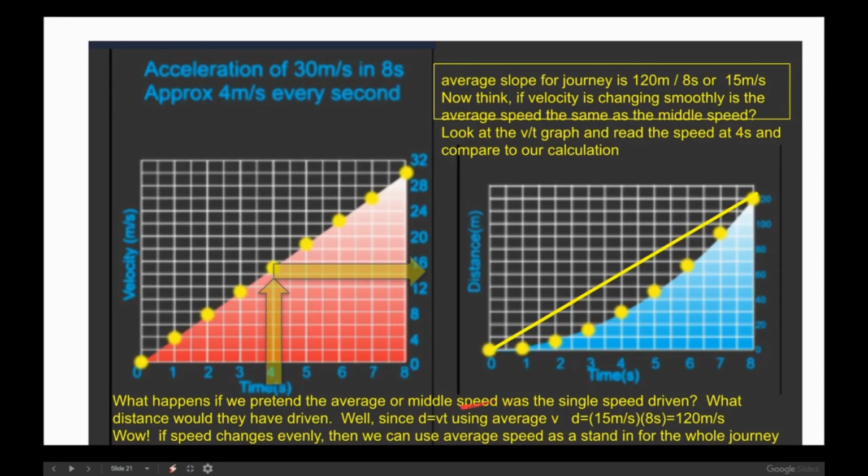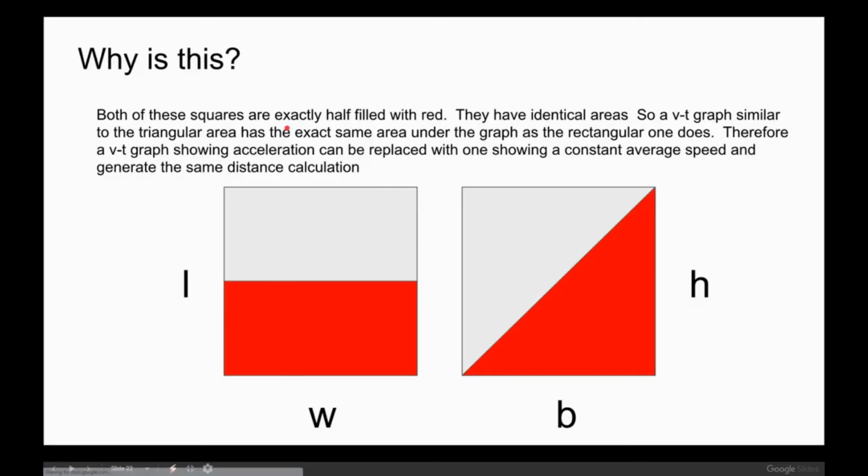So again, I can prove it to you. If d is vt, using the average speed of 15 meters a second for 8 seconds, we get 120 meters. It literally allows us to say, if this car went from 0 to highway speed evenly, we could pretend it drove the average speed dead flat the whole time and it would get the same distance. And it's going to take us a little bit to see that and be convinced of it, but it's very powerful. Now, why is this true?